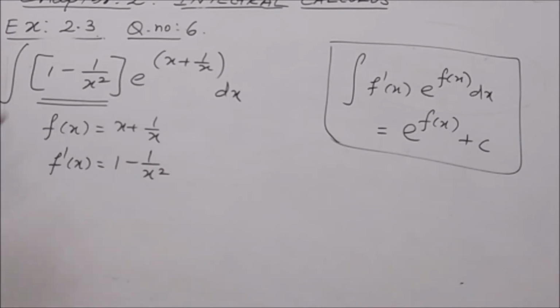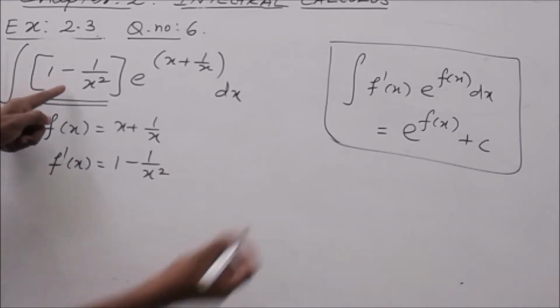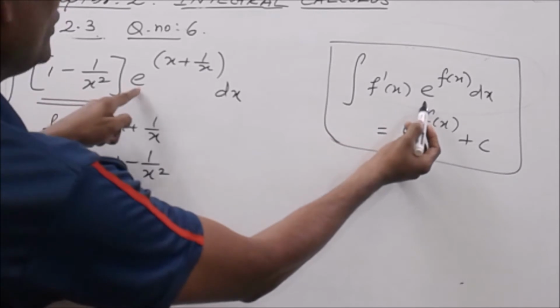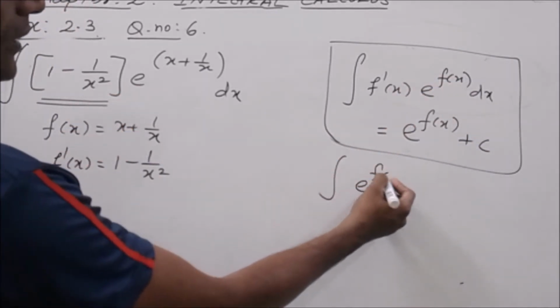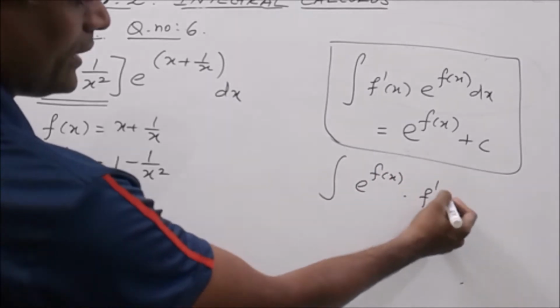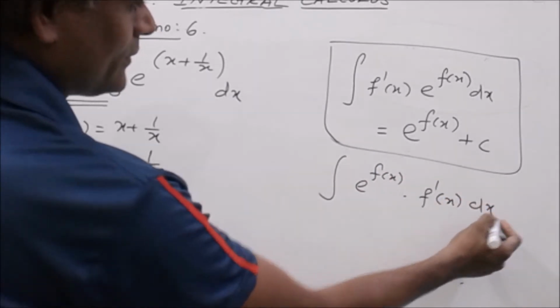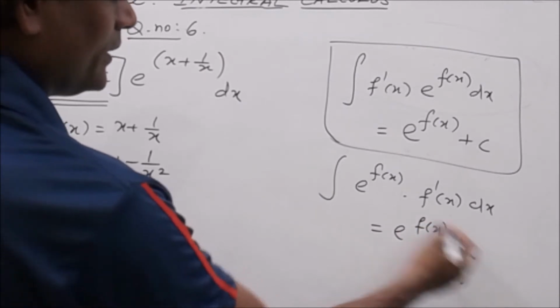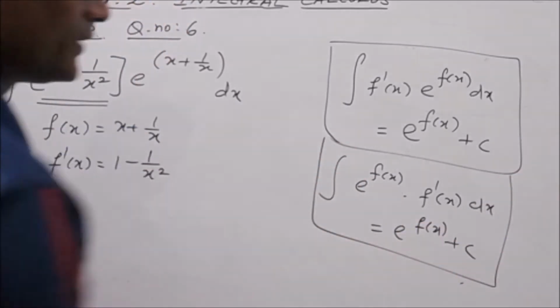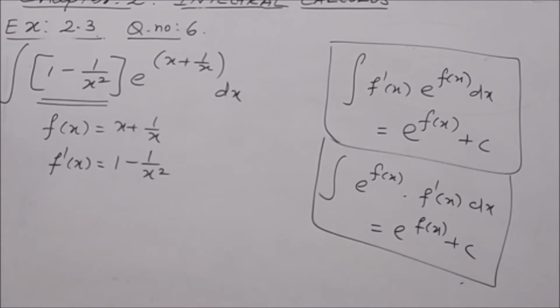So this is in the form of f dash of x e to the power f of x dx, or e power f of x into f dash of x dx. Both are the same. This will be equal to e power f of x plus c. The integral formula is e power f of x plus c. Add this formula also in the formula list. One more new formula introduced here.